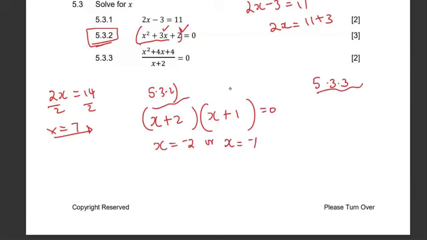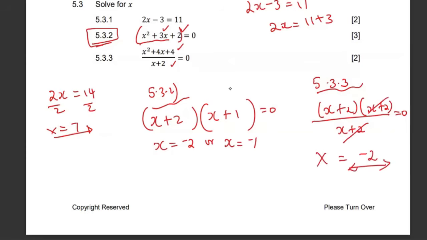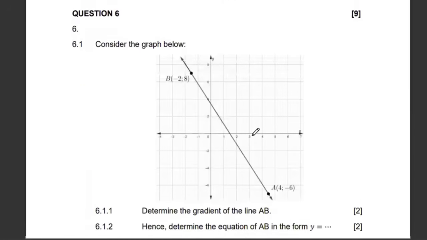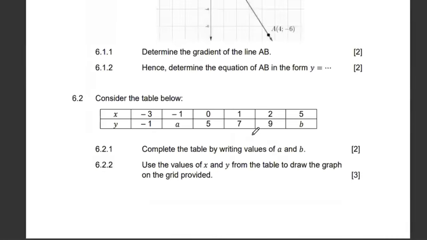5.3.3, when you look at the top part and the bottom, you can factorize first. So it's x plus 2 and then x plus 2 over x plus 2 is equal to 0. So this can cancel that, meaning that our x needs to be -4. Okay, so that is, sorry, x is -2. That's what we get. Then question 6, probably the last question.